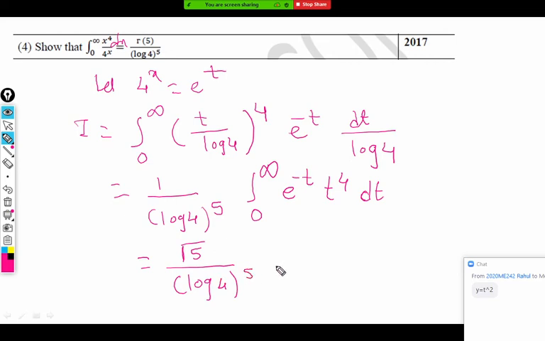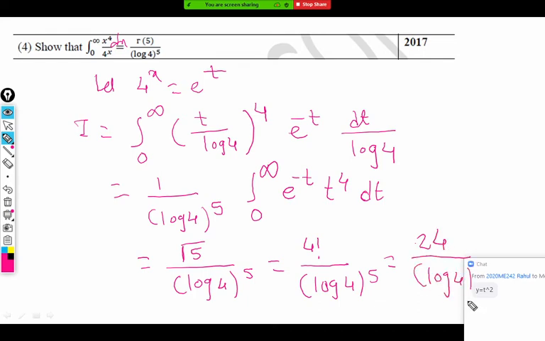Now generally when the question comes for 2 marks, you can stop here and write this as the answer. Otherwise gamma 5 can be written as 4 factorial over log 4 raised to 5. 4 factorial is I think 24. That is the end of the question.